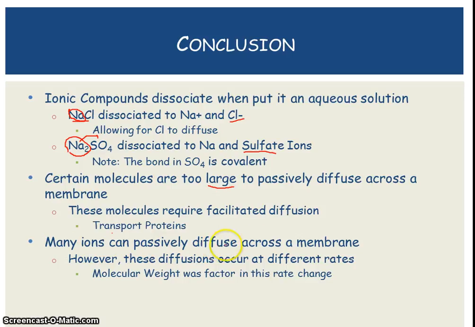Many ions can passively diffuse across a membrane. However, these diffusions occur at different rates, and molecular weight was a factor in this rate. If you remember, the molecular weight of sulfate is 96, and of chloride, 35. At 35 AMU, the rate of diffusion of chloride was high enough to reach equilibrium, while the 96 was not, so the diffusions occur at different rates.